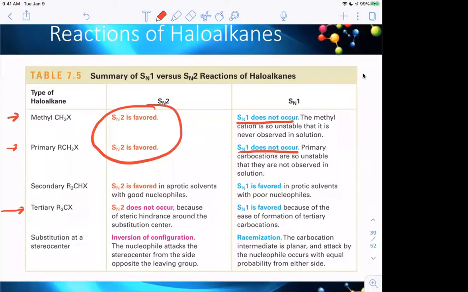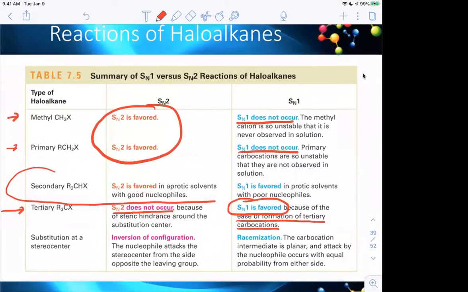If it's tertiary, SN2 does not occur. SN1 is favored, right? And that's because of the ease of formation of tertiary carbocations. So when I have a primary or a methyl or a tertiary alkyl halide, I have a pretty easy decision to make if it undergoes substitution. Methyl and primary alkyl halides will undergo SN2, period. Tertiary will undergo SN1, period. Secondary is the case where I have to do further analysis.